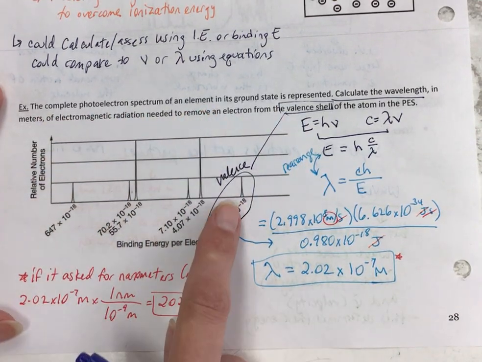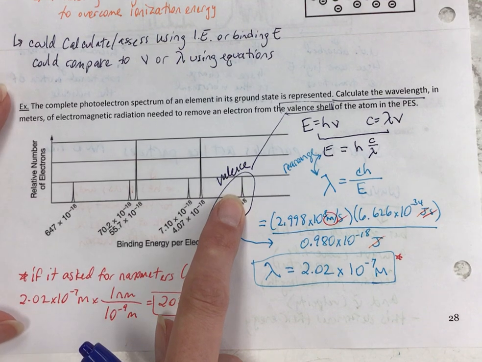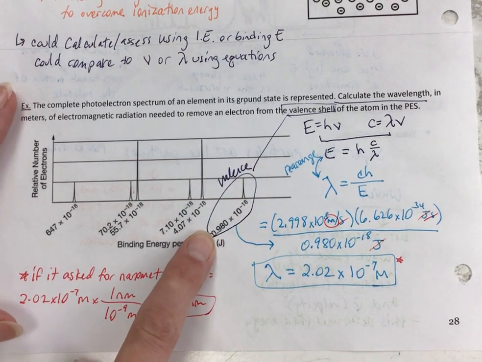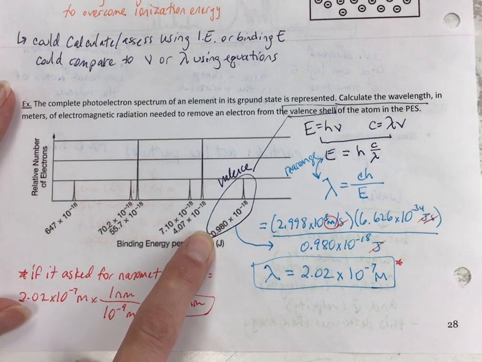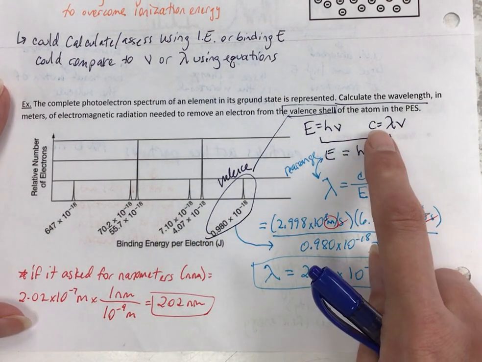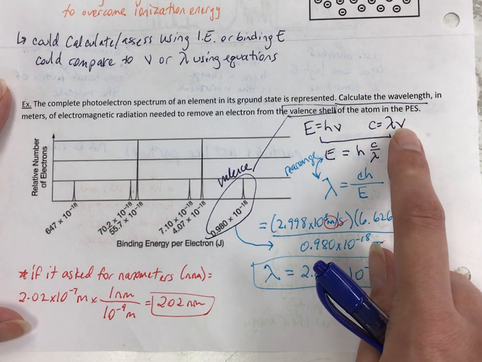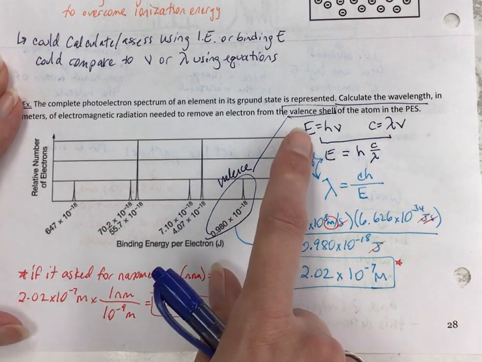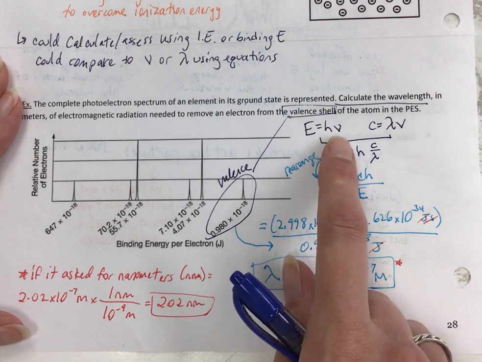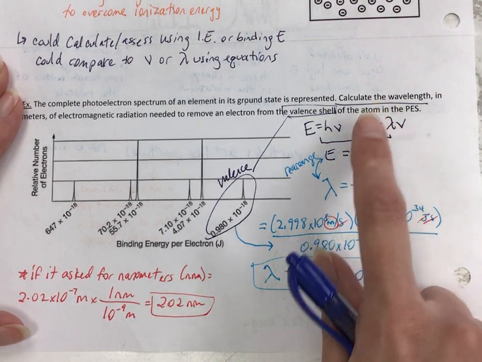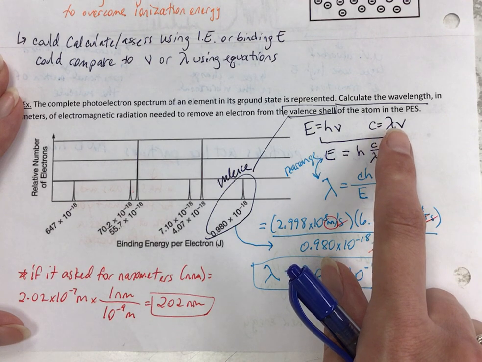So what we need from here is the valence, which is our last one, right? Our easiest to remove here. So we have that energy. Now we're going to rearrange and plug in. So I have my energy is equal to Planck's constant times frequency, and my speed of light is equal to lambda times frequency. So what I'm going to do is plug into my energy equation, instead of frequency, my c over lambda, because we need lambda. That's what we're trying to find.